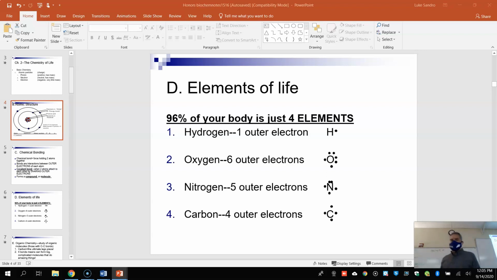Remote learners, you're going to want to get a periodic table from somewhere. I'm not sure if you have agendas or you can just print a periodic table off from the internet. That's also fine. There's probably one in your digital textbook somewhere.